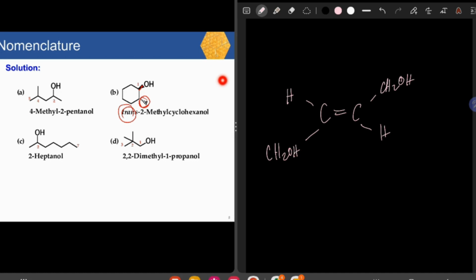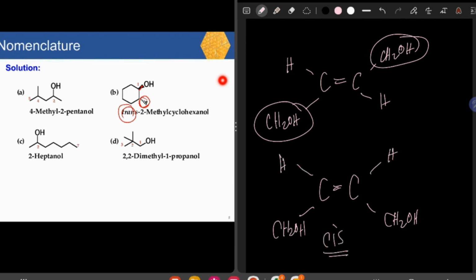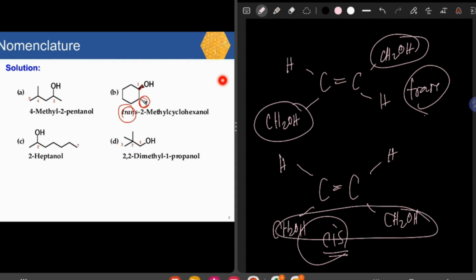This is a... ito ay trans. Bakit? Kasi on opposite side sila. But if you're going to write it as... this will be your cis. Naintindihan? This is your trans. Yung cis, ang palatandaan ko, di ba, is kapag magkapatid lagi magkasama. So, magkapantay sila kapag cis.